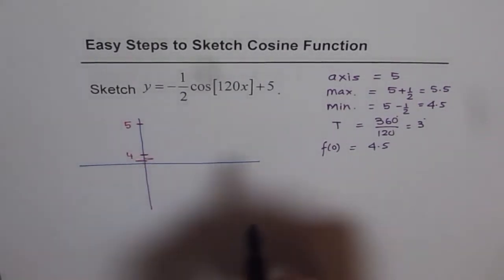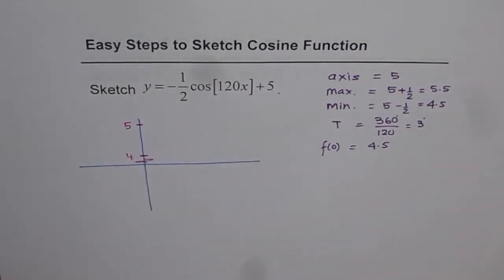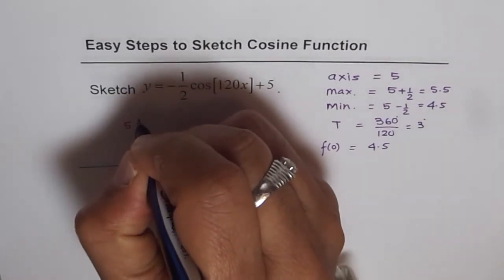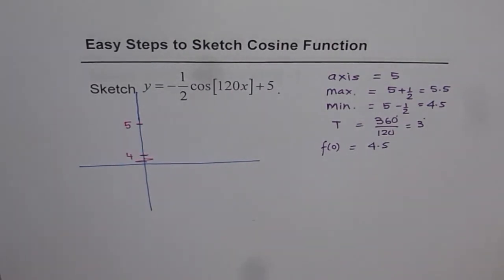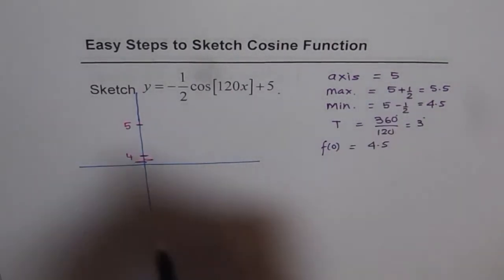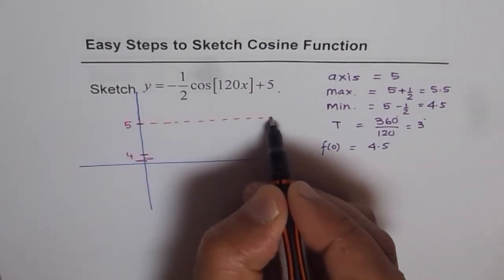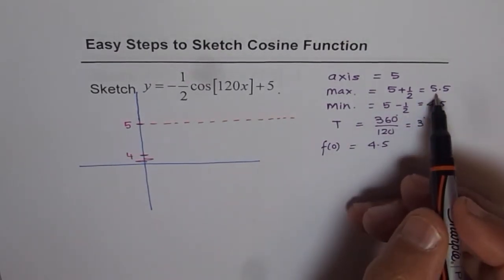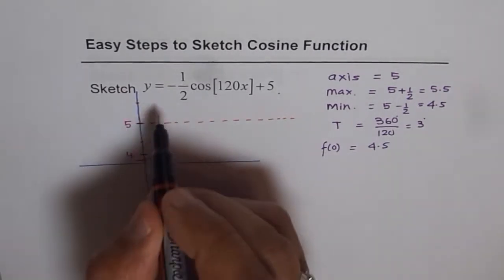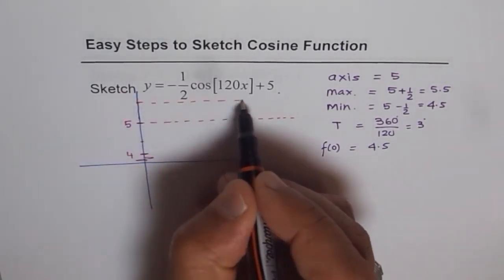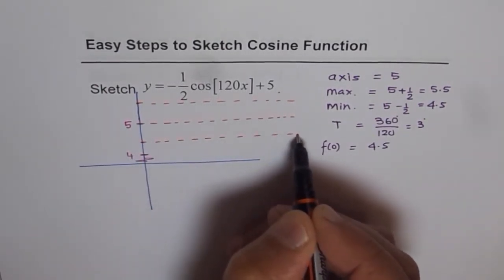Now, axis of symmetry is at 5, right? So I need to go up. Okay. So axis is at 5. So I'll draw a dotted line here. This is my axis of symmetry. Maximum is 5.5. So this is half and half, right? So maximum will be 5.5. That is my maximum. Minimum will be 4.5. That is my minimum, right?